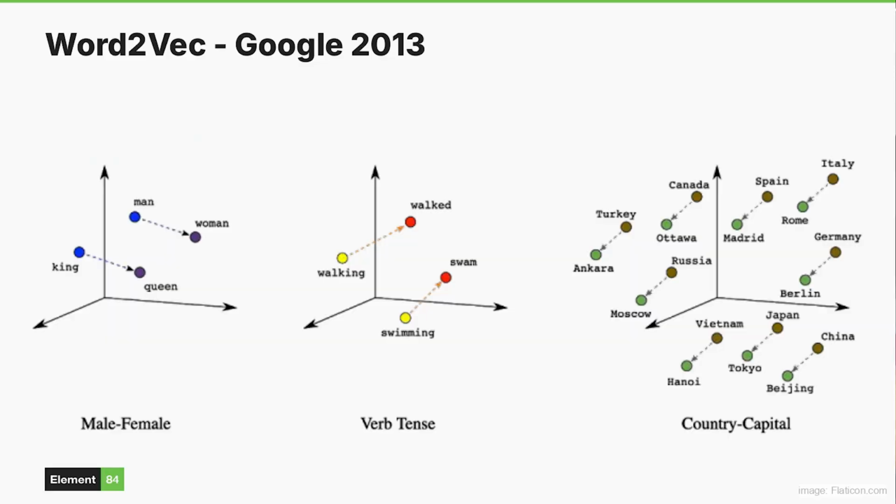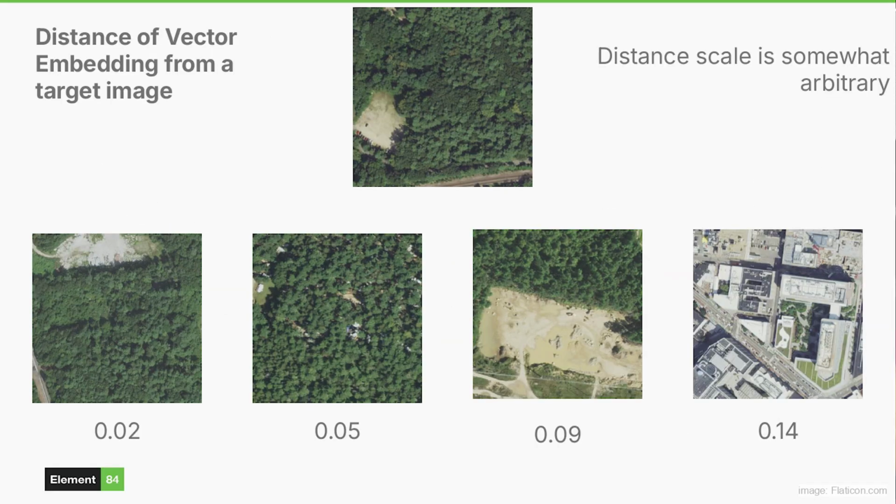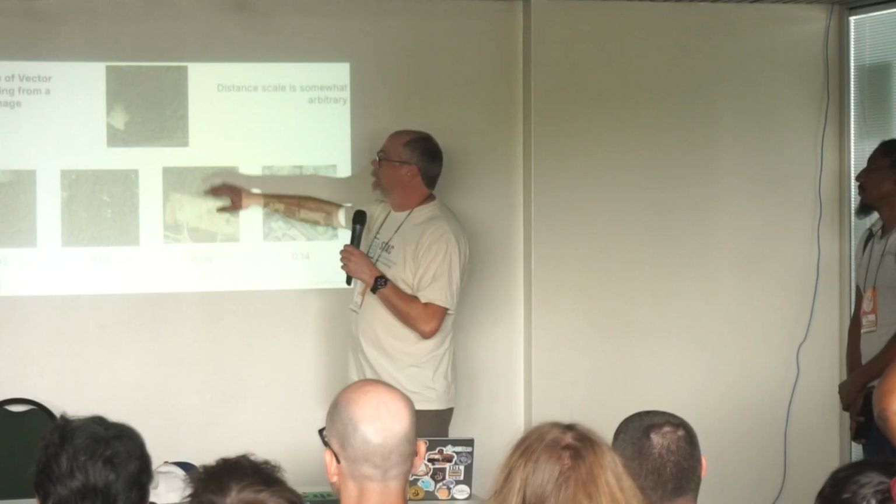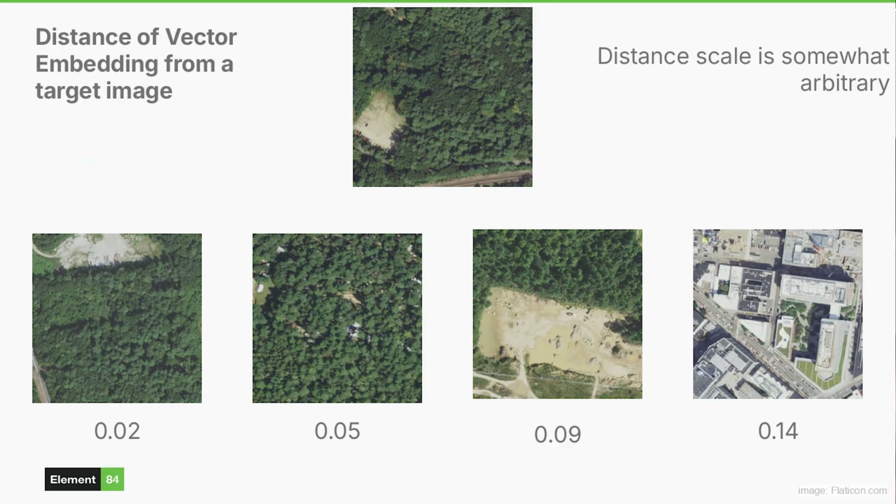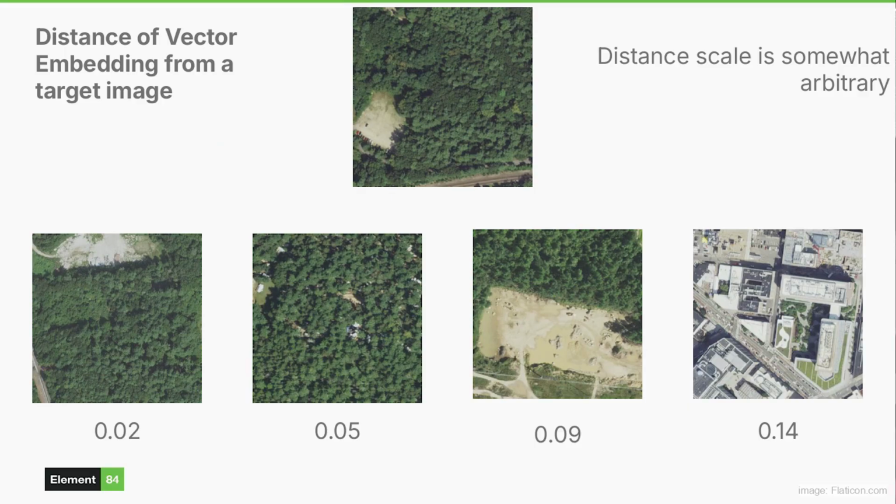So we can do this with imagery. The distance of a vector embedding from a target image shows how similar they are. So here's a reference image. It's showing some forest. And we see that these are also forests, and so they're fairly close. But as we get some more clear-cut areas, we are getting further away. This is an urban area, and so it's much further away in this vector space.